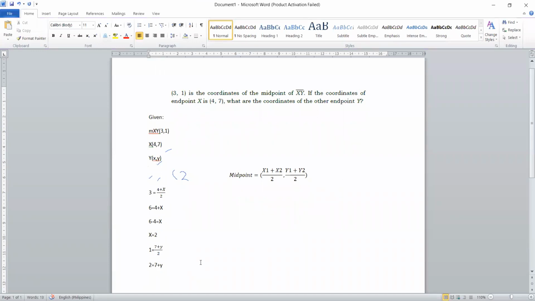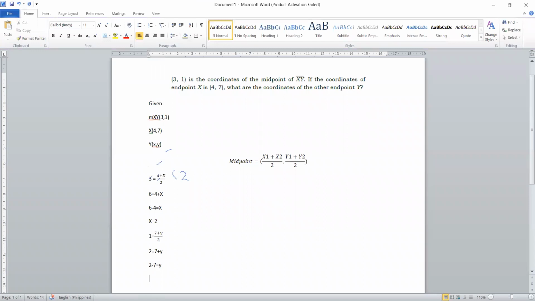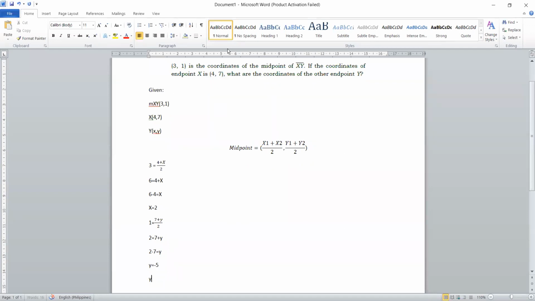Next, you have to transpose again. So that's 2 minus 7 is equal to y. So y is equal to negative 5. So there you have it. So your coordinates for your endpoint Y is what? You have there x is equal to 2 and y is equal to negative 5. So that's already your answer. You have there x, 2, and y, negative 5.